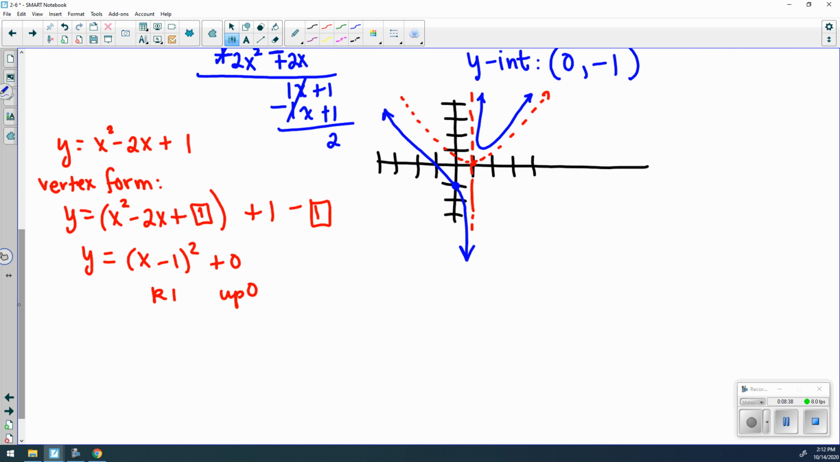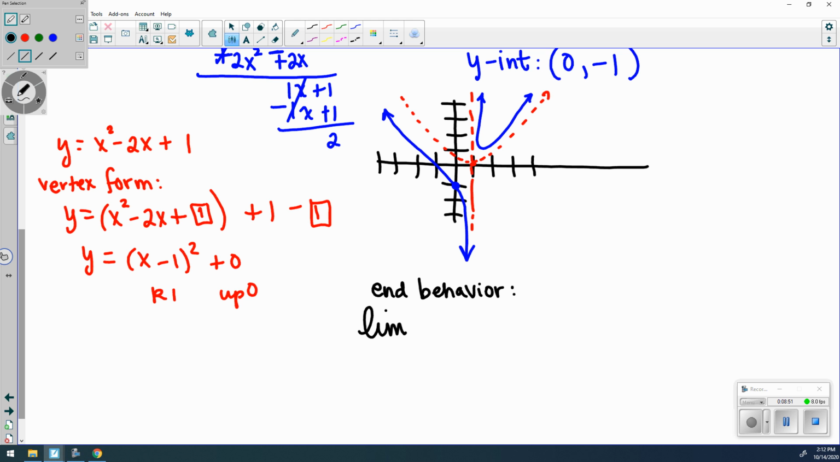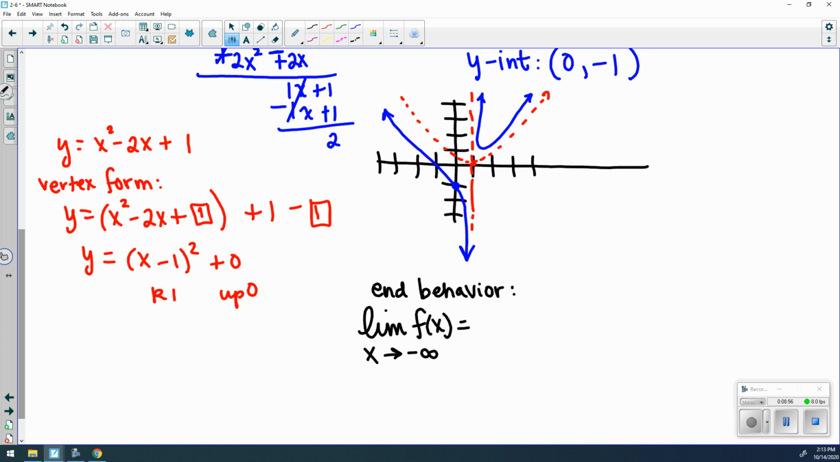Now, let's talk about some of the characteristics here. Let's start with end behavior. So what is the function doing, or what limit is the function approaching as x heads towards negative infinity? Well, it looks like our function is heading off to positive infinity. What is the limit of the function as x approaches positive infinity? Well, we're heading toward positive infinity again.